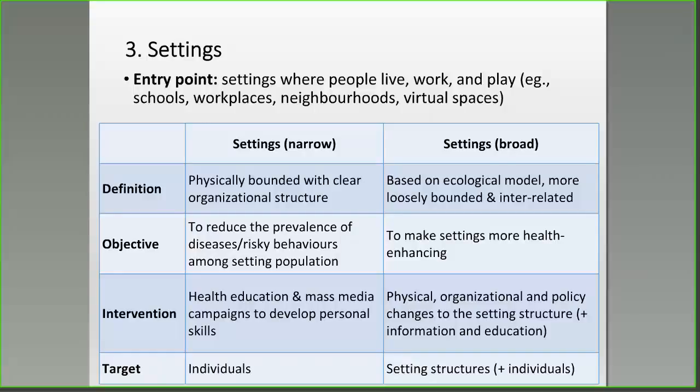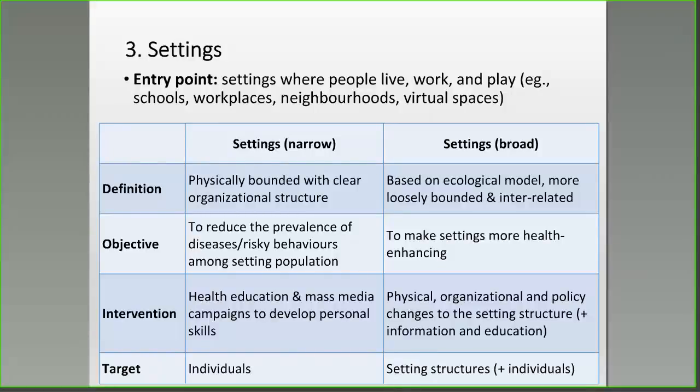So on one hand, on the left-hand side, we have the more traditional conceptualization of settings, which I would call the narrow version. It views settings as physically bounded containers with a clear organizational structure. The objective of interventions based on this definition of settings is to reduce the prevalence of diseases or risky behaviors among populations that are found within the settings and that are seen to be quote-unquote captive of a given setting. This kind of intervention has traditionally involved, again, health education or mass media campaigns to develop personal skills targeting individuals.